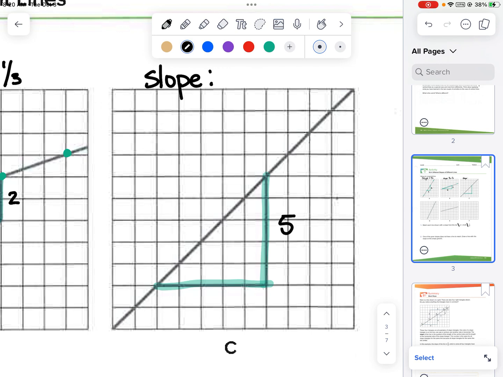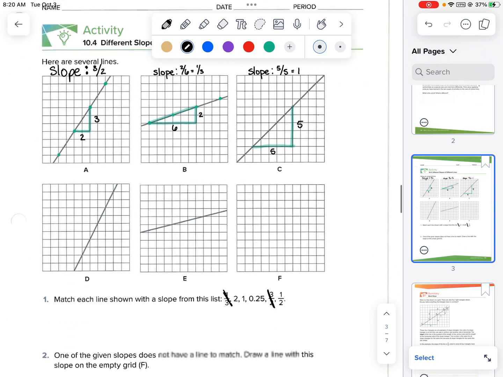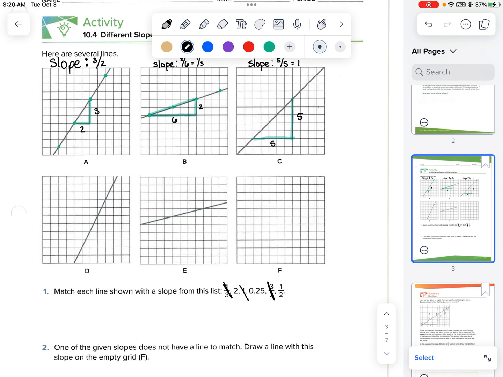C has a rise of 5 and a run of 5, which gives us a slope of 5 over 5. 5 divided by 5 is 1. So our slope is 1. And that was an option.